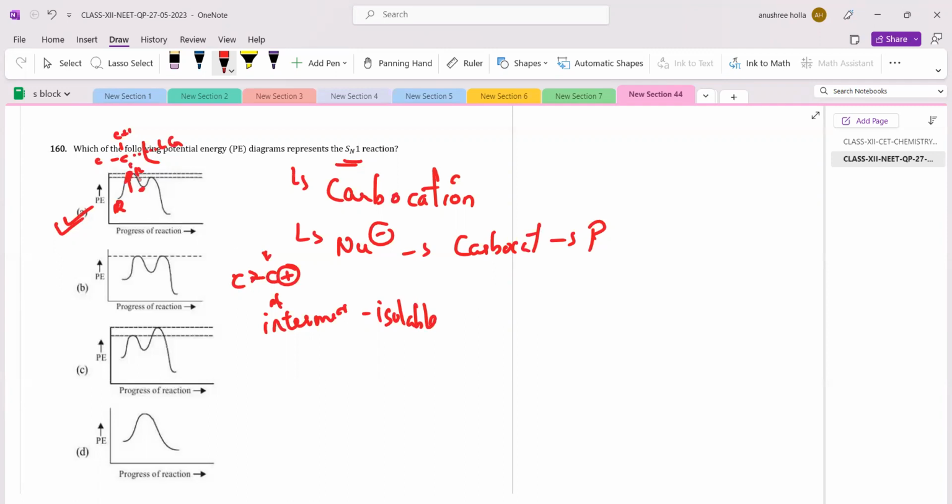In the next step, the energy increases a bit and you'll observe a peak over here, which represents the attack of the nucleophile on the carbocation. This represents one transition state and this represents the other, transition state 2. After that, we end up with a product whose energy is very low compared to the reactant. The product's energy is always less than the reactant's. So this has to be the proper depiction of the SN1 reaction.